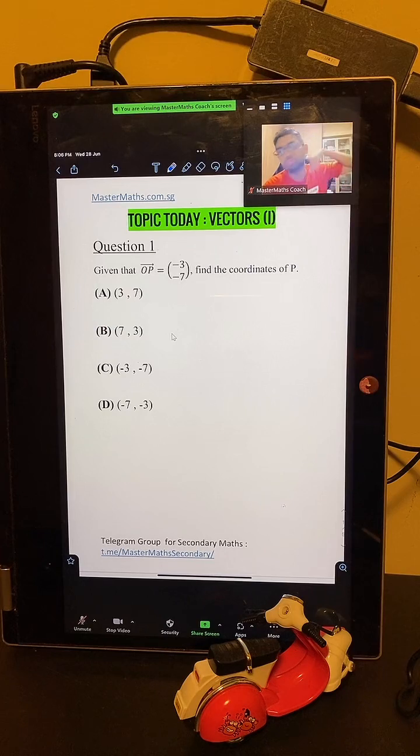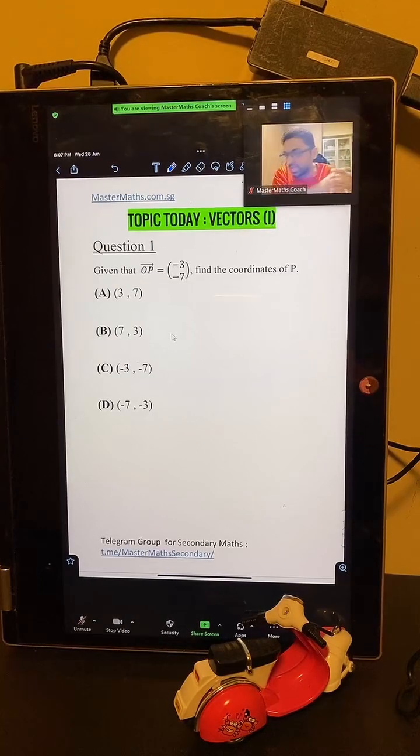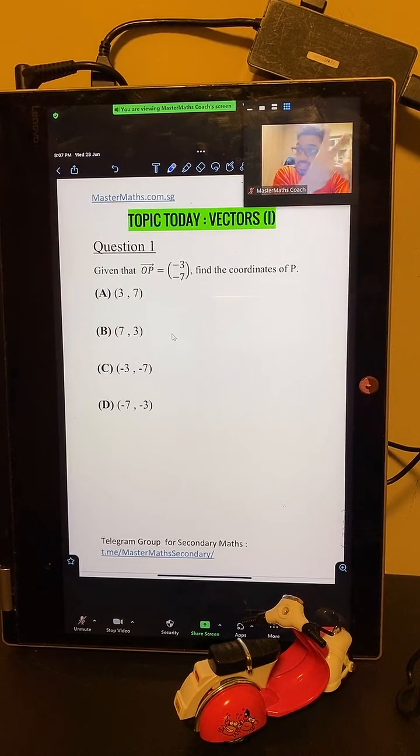When you go to JC, or Poly, Polytechnic, obviously not Polyclinic, you will also learn vectors. They will also include vectors in your mathematics syllabus. Not just in secondary school, it will also be useful if you decide to take A-levels next time. If you go to poly and study a course that requires mathematics, a science course, an engineering course, even if you do nursing, friends, mathematics is involved.